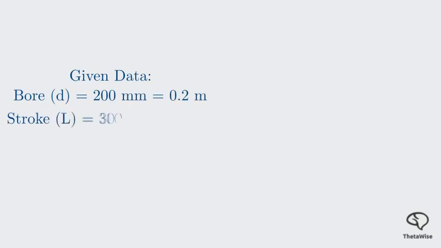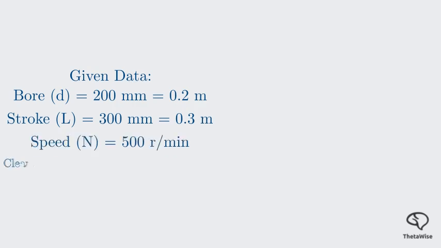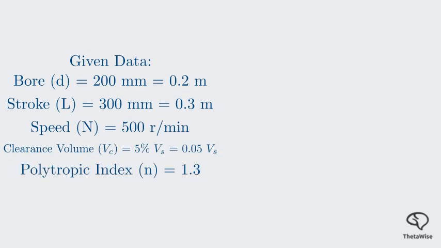It's always a good practice to write down the given values and convert them to consistent SI units, such as meters, seconds, and Kelvin. Let's list them out. The bore, which is the diameter of the cylinder, is 200 millimeters. We convert this to 0.2 meters. The stroke, which is the distance the piston travels, is 300 millimeters, or 0.3 meters. The speed is 500 revolutions per minute, which is equivalent to 500 strokes per minute because it's a single-acting compressor. The clearance volume, VC, is 5% of the swept volume. The polytropic index, N, is 1.3.